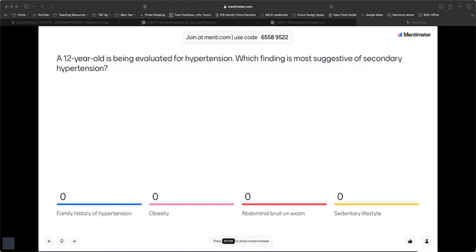We have a 12-year-old that comes in for hypertension, so high blood pressure. Which finding is most suggestive of secondary hypertension?